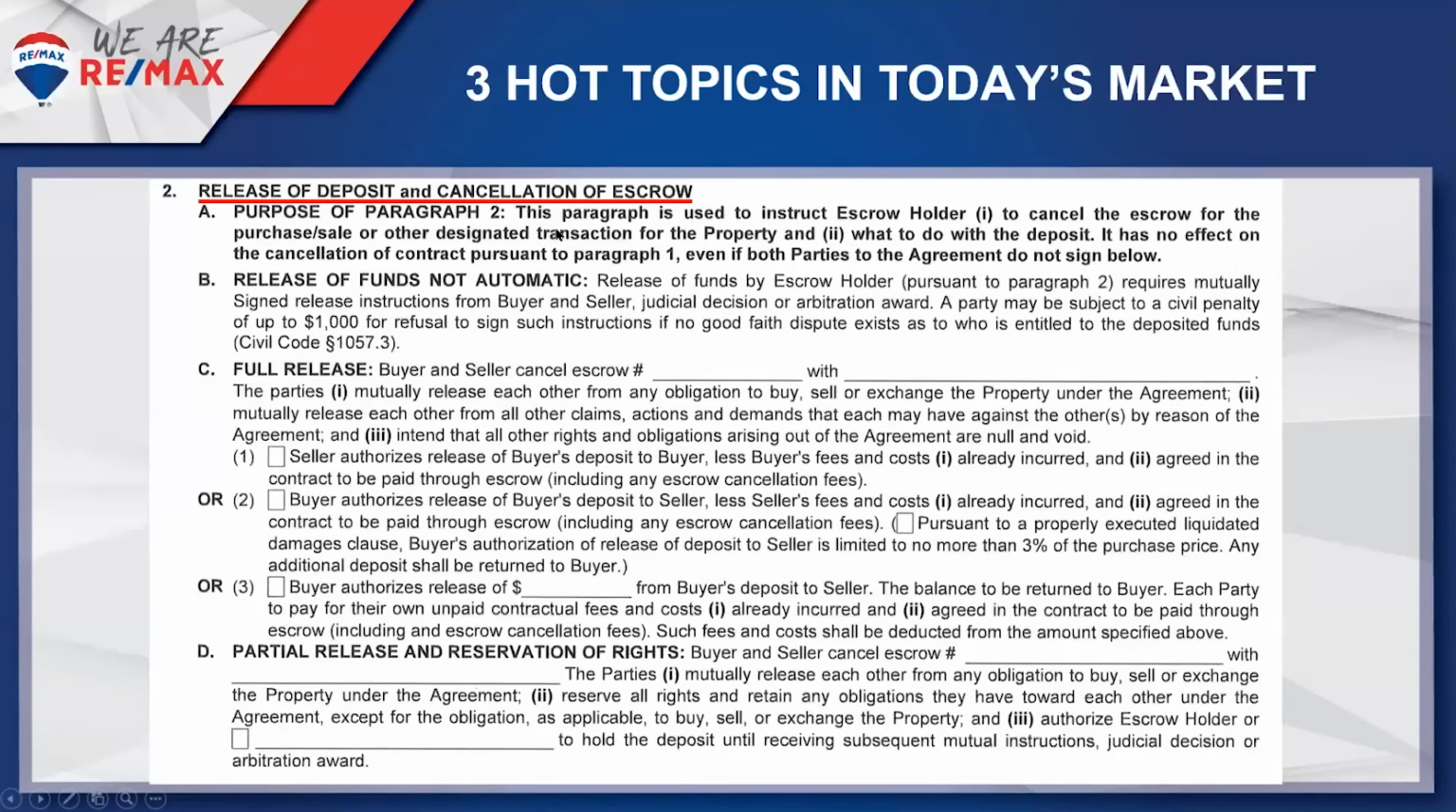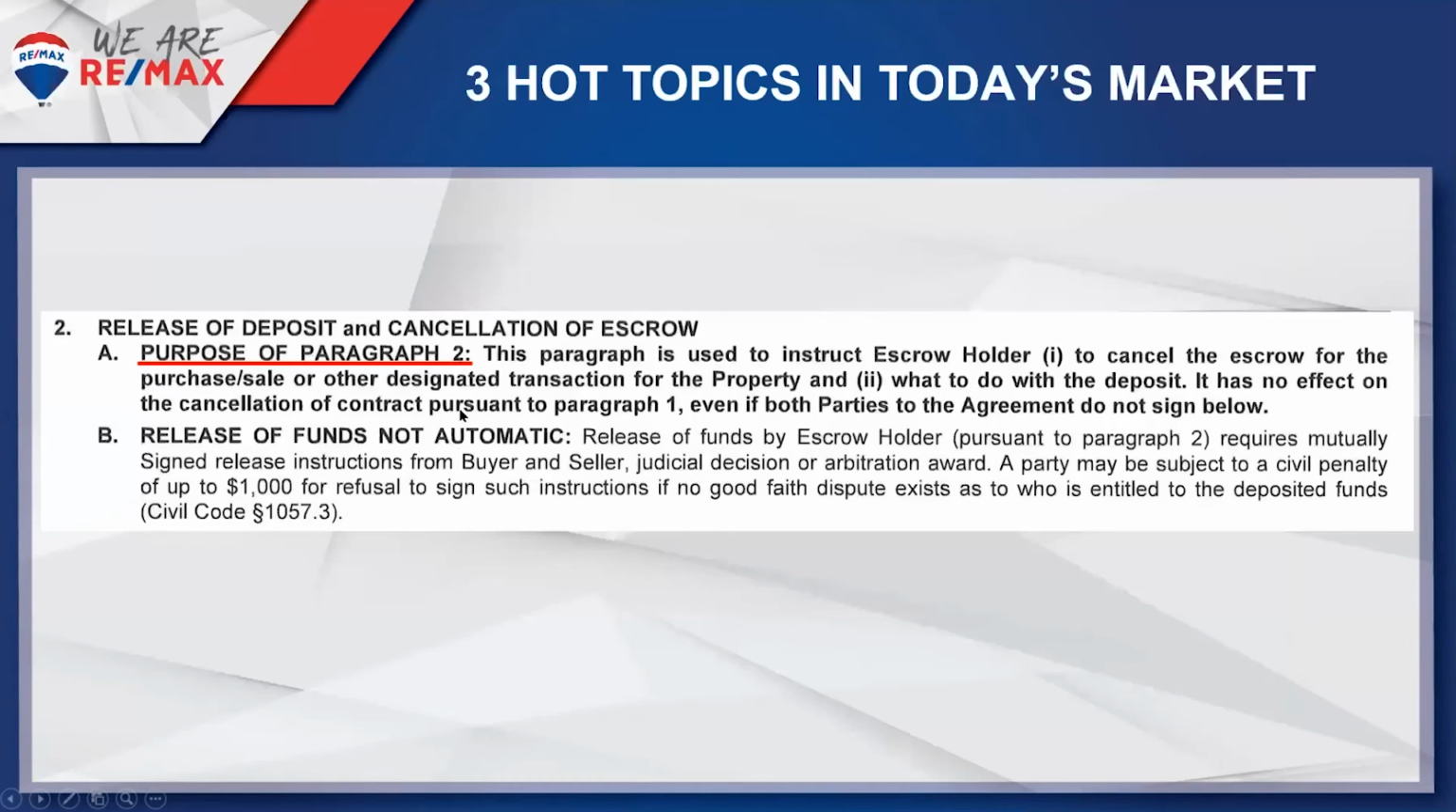Now, release of deposit and cancellation of escrow, that is bilateral, and this has been changed a bit from the old form. So the purpose of paragraph 2 is to instruct escrow holder to cancel the escrow and what to do with the deposit. This cancellation does not affect the cancellation in paragraph 1. Again, as I said, that's a unilateral action. So even though both parties don't agree to this section, paragraph 1 doesn't require the other party to agree to the cancellation.